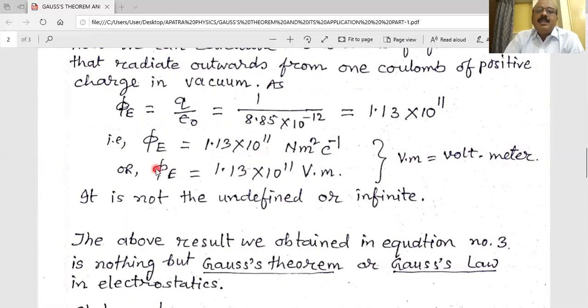What is the phi e? It is the total number of electric field lines, that is the total flux emitted or radiated from a point charge of value 1 coulomb. Now what is the unit? We can get the unit of electric flux. It is a dimensional quantity, a scalar quantity. The unit in SI system is Newton meter square per coulomb, and you will also see it as volt into meter. It is not undefined or infinity.